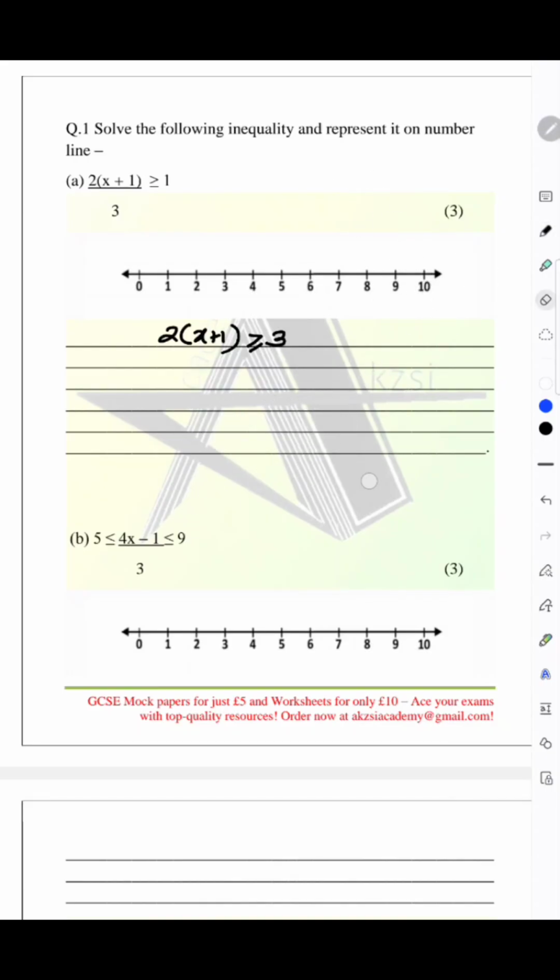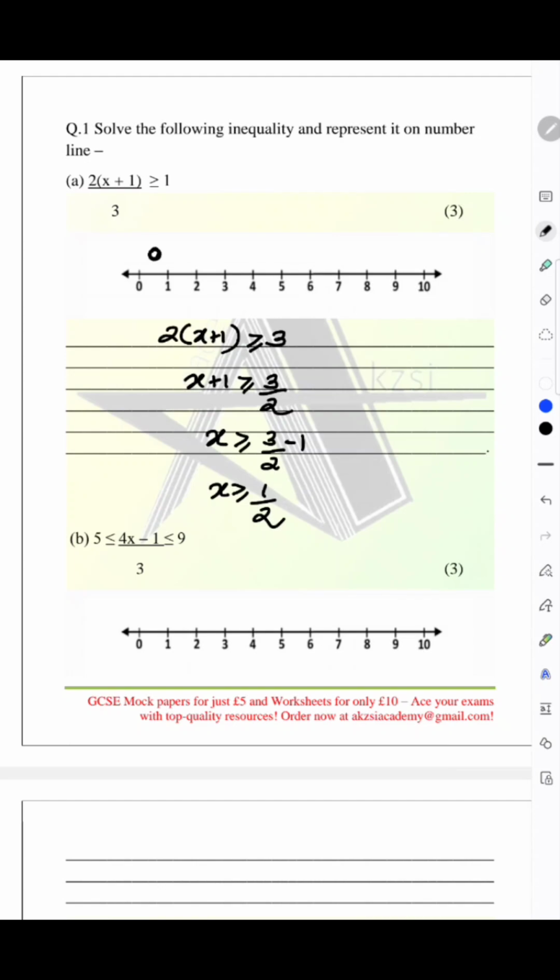So now coming to this question, I have multiplied both the sides by 3. That gave me 2 times x plus 1 greater than equals 3. Now dividing both the sides by 2, this will give me x plus 1 greater than equals 3/2. Now subtract 1. So x greater than equals 3/2 minus 1, or x greater than equals 1/2. So that's your final answer. And when we will be representing it on the number line, I have drawn a circle above 1 over 2. So 1 over 2, that means 0.5, which is this.